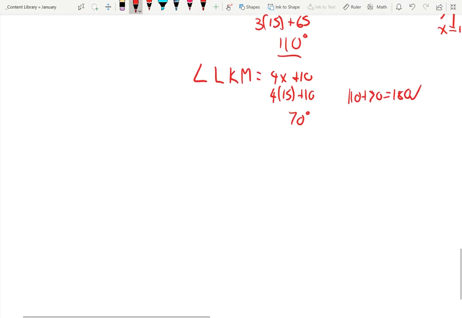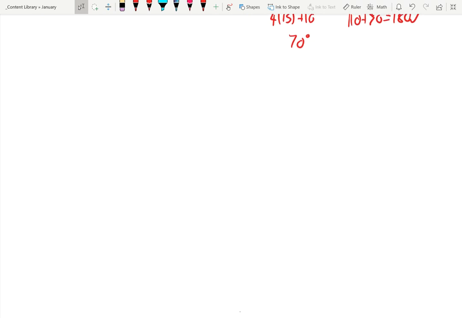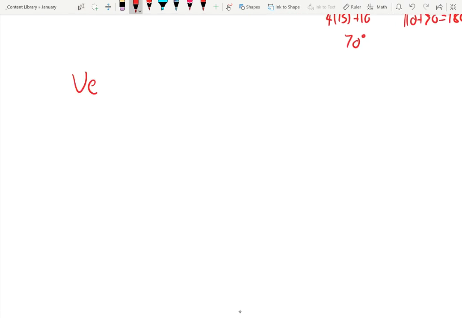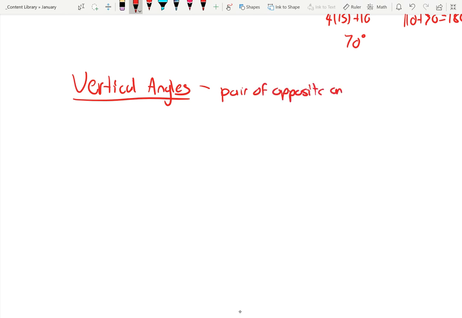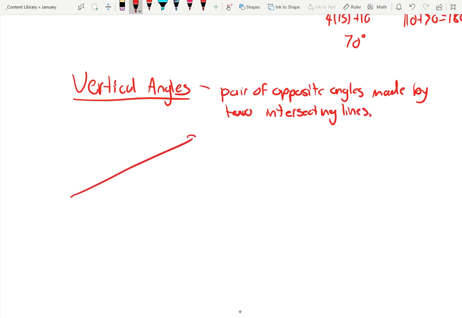And then one more thing I want to discuss is vertical angles. I don't know what exposure you have to vertical angles before. So vertical angles are this. Let's give a definition. Okay, so a pair of opposite angles made by two intersecting lines.